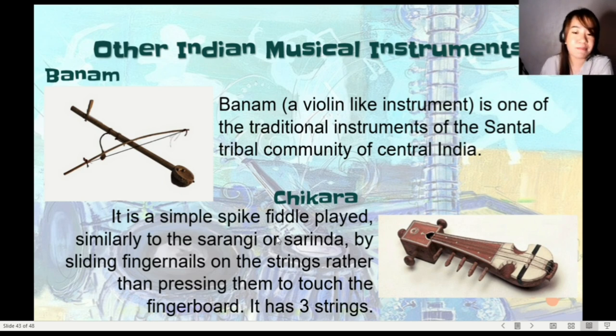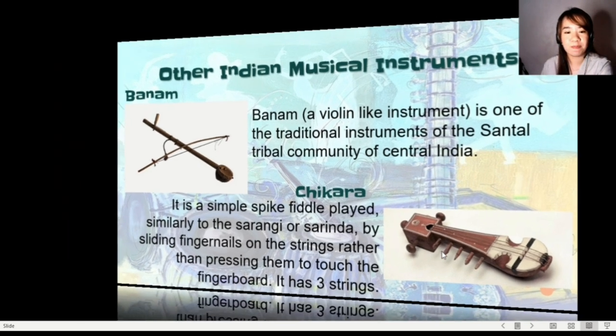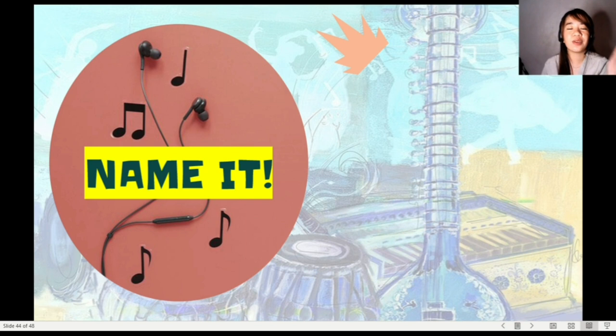Chikara, it is a simple spike fiddle played similarly to the sarangi or sarinda, by sliding fingernails on the string rather than pressing them to touch the fingerboard. It only has 3 strings. There you go. So that's it for today.